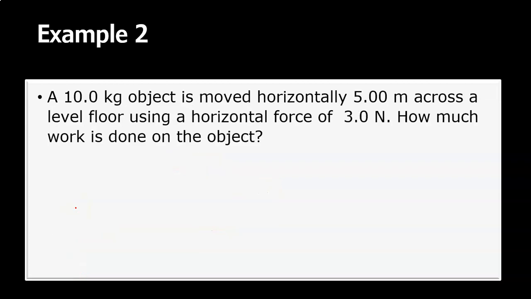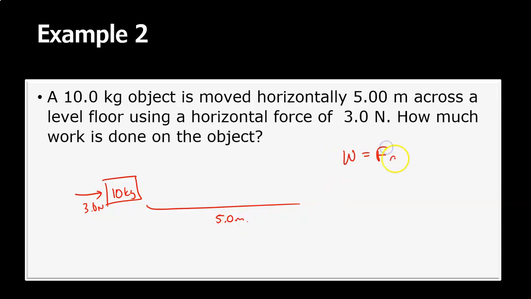Well, if it's moved horizontally 5 meters across the floor using a horizontal force of 3 newtons, how much work is done? Well, again, we've got that 10 kilogram object, but we're using 3.0 newtons, and it's moving a distance of 5 meters. Work being force times distance, we're going to use the 3 and the 5. 15 joules of work is done.